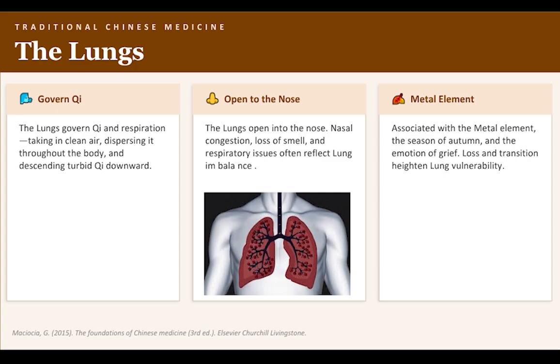And some of the things that we look to if there's an imbalance can be things of loss of smell, sense of congestion, as parts of lung imbalance. Another really common one is people who have asthma or just a weak lung pattern. The lungs are going to be associated with metal element, which is the season of fall, as well as grief, loss, transition. And this really highlights the sensitivity of the lung itself. So it carries with it the emotion of grief.